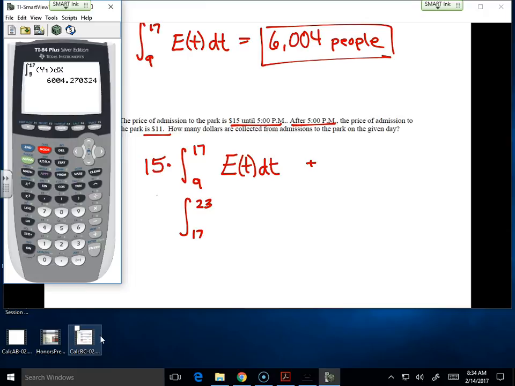What are we going to do between 17 and 23? Multiply by $11.